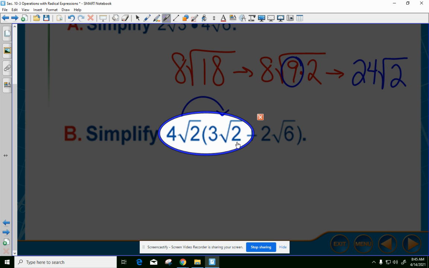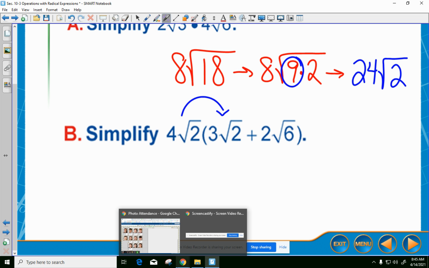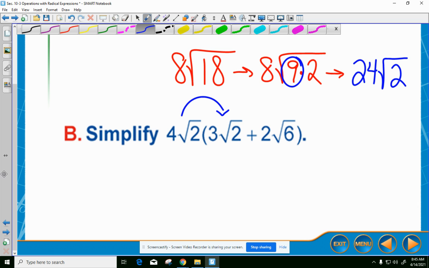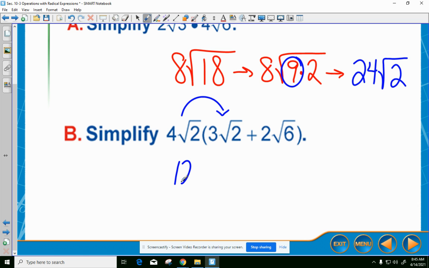So if I do that, what do I get? Put the coefficient together. Dean, if I multiply those coefficients, what do I get? 12. And under the radical, what do you get? 4. Now that's part 1. Now I got to go to the second part.